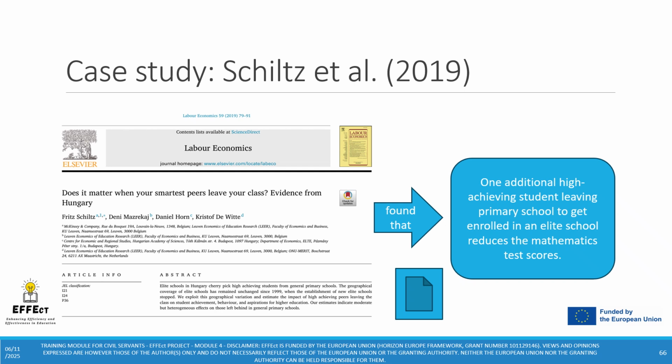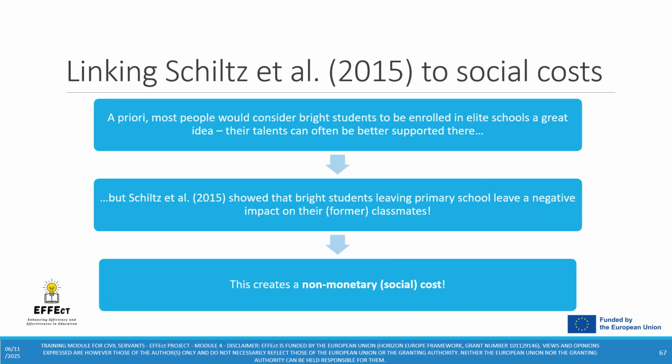This case study is based on the article "Does It Matter When Your Smartest Peers Leave Your Class? Evidence from Hungary," written by Dr. Fritz Schilz, Professor Denis Mazrekas, Professor Daniel Horn, and Professor Christoph de Witte, who found that one additional high-achieving student leaving primary school to get enrolled in an elite school reduced the mathematics test scores of the remaining students. And this can indeed be linked to social costs.